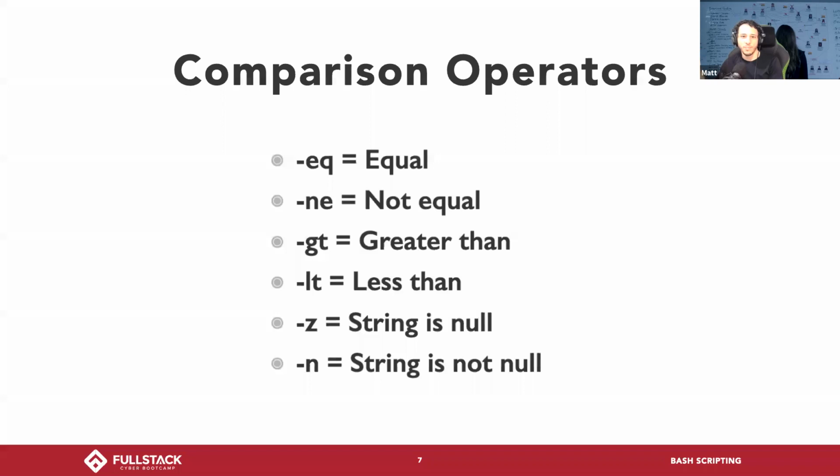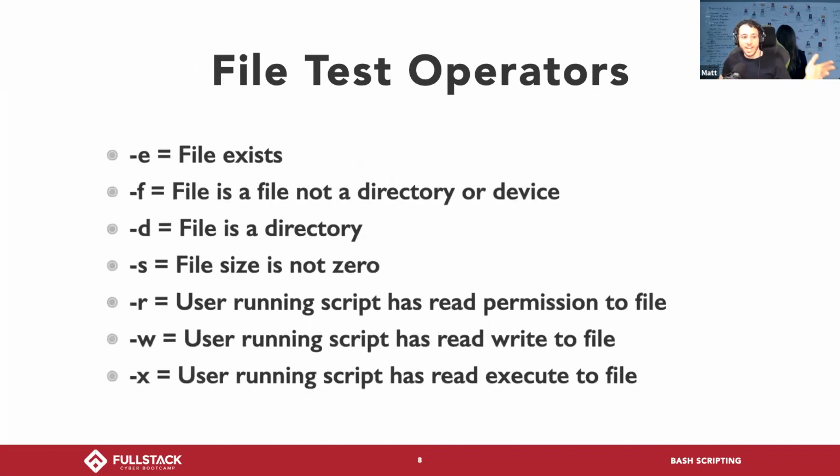So if you want to compare if something's equal to each other, you use that -equal flag. We have a few other ones too, like if the string is null, right? If there's nothing inside the string, if the string is not null. And since in Linux everything is a file, of course we're going to have specific operators to compare and test files.